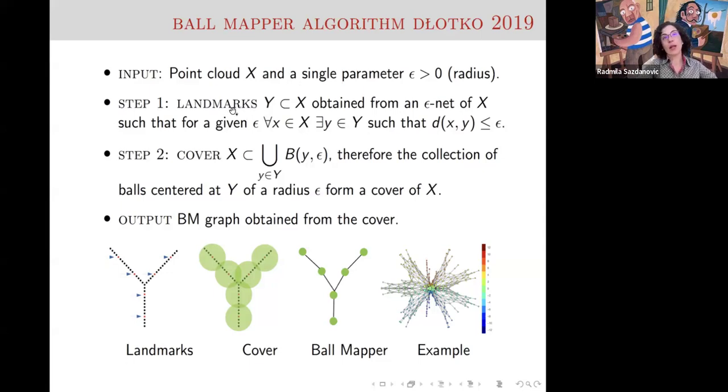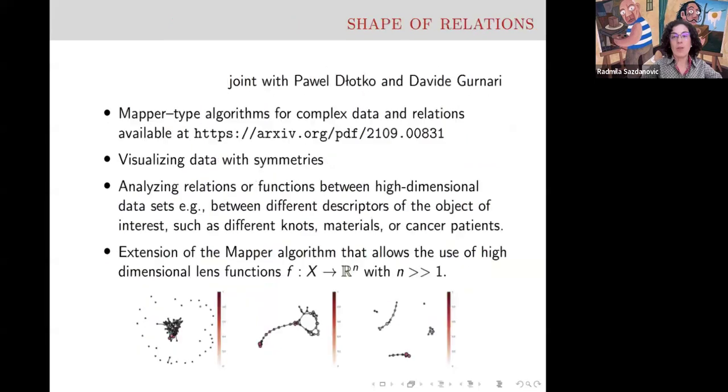Step 1 is to choose a collection of points, so-called landmarks, using the epsilon-net construction on the point cloud. The idea is that this collection of points needs to give us a cover of our point cloud subject to this epsilon radius. In step 2, we look at this cover, which is a collection of balls centered at these landmark points, and we construct a graph called the ball mapper graph in the same way as we would do it in the mapper construction.